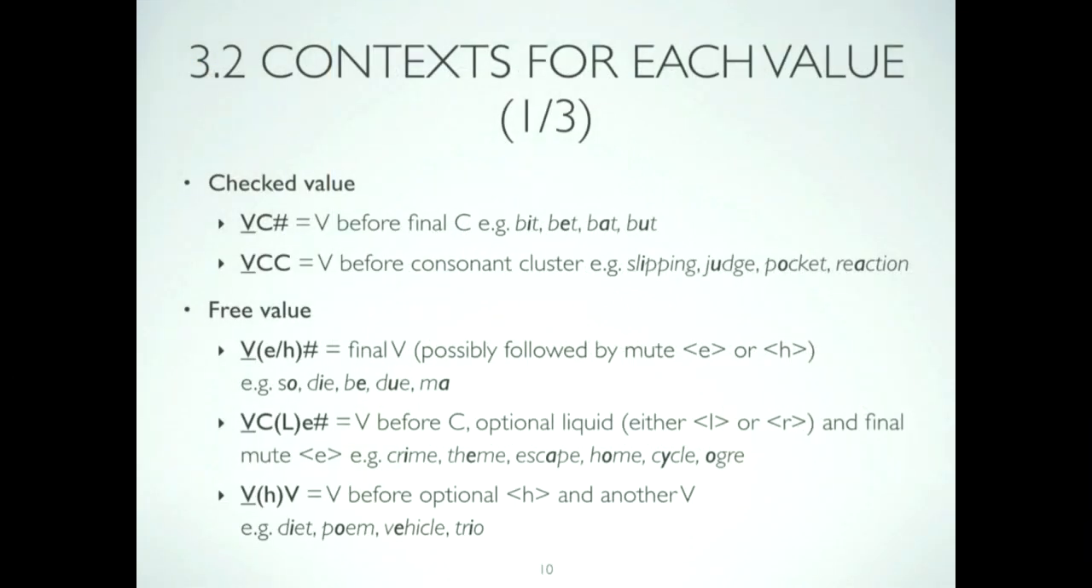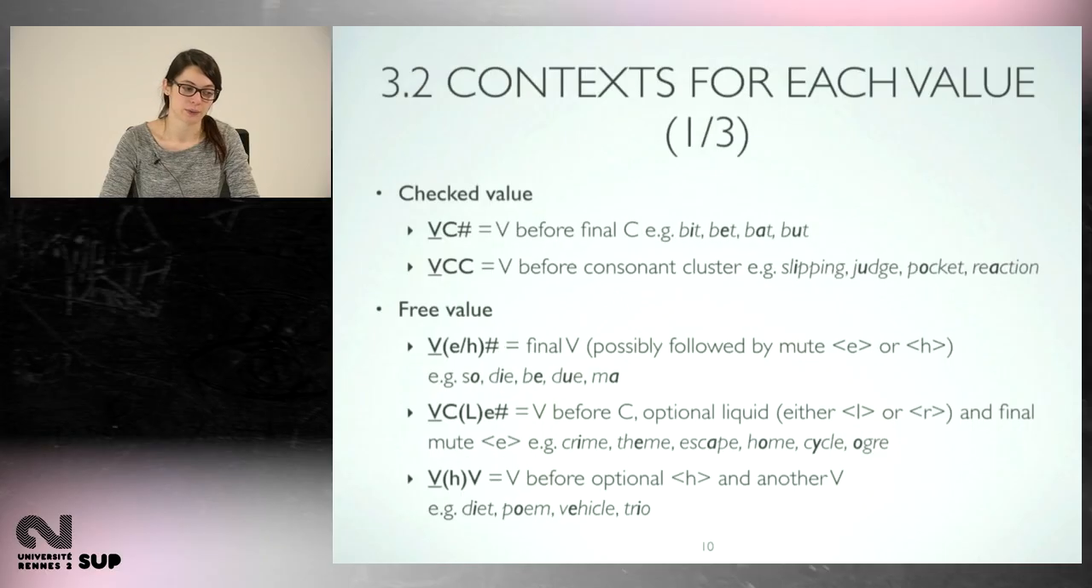Third type of context that usually entails a free vowel, okay, free value for the vowel, is when the vowel is followed by another vowel or possibly an H consonant followed by a vowel. That's what you have in diet, poem, vehicle, and trio. Okay, so in diet and poem and trio, you have a vowel followed directly by another vowel. Note, and this is important, that these sequences of vowels are not digraphs. Okay, so in diet, I and E do not form a digraph.